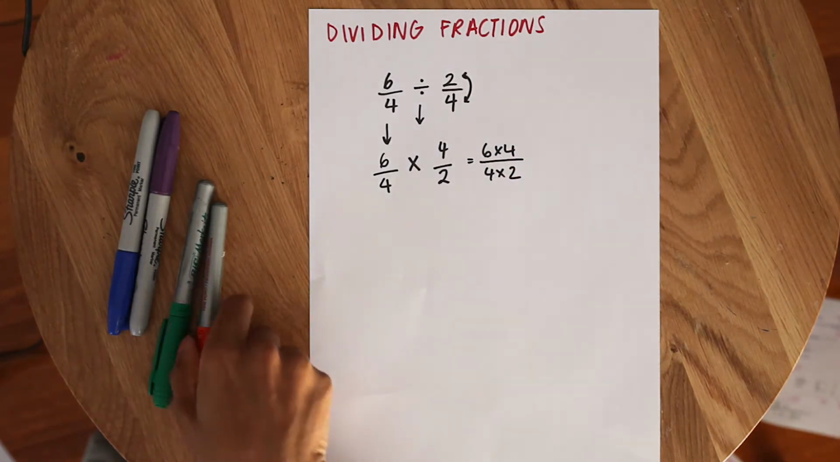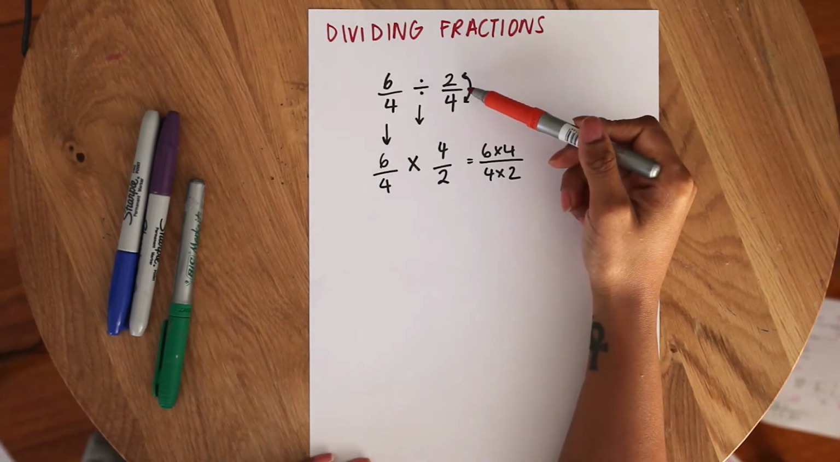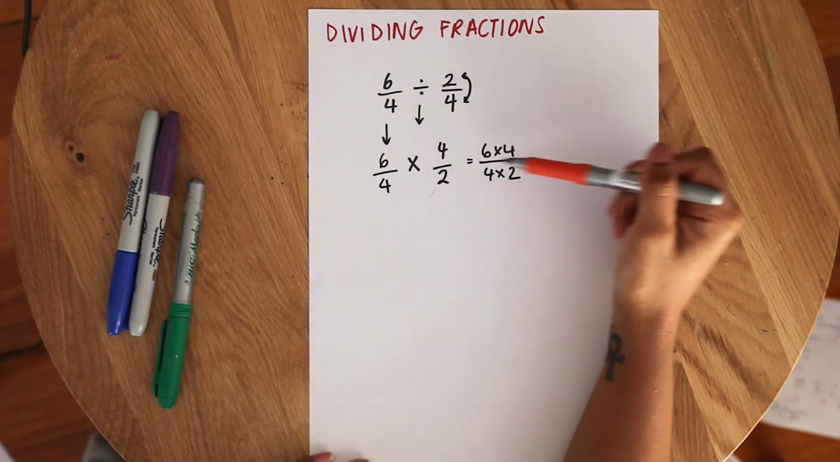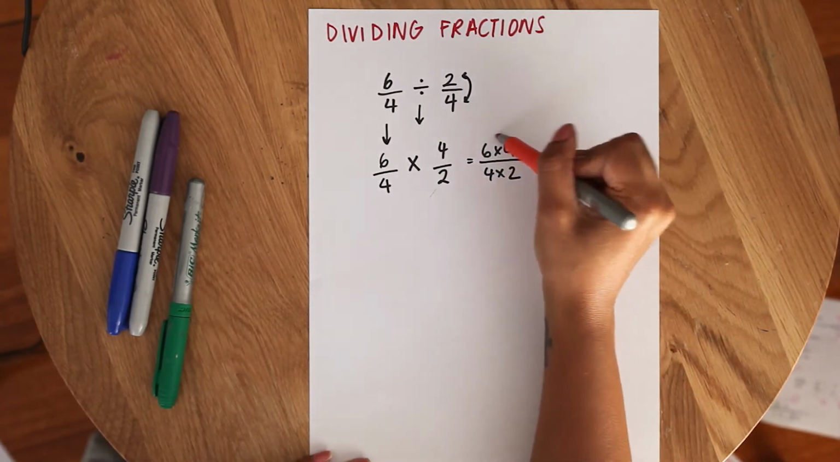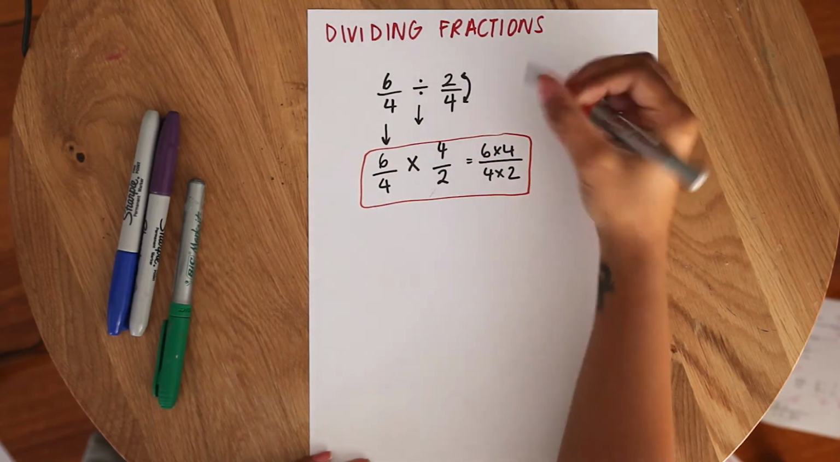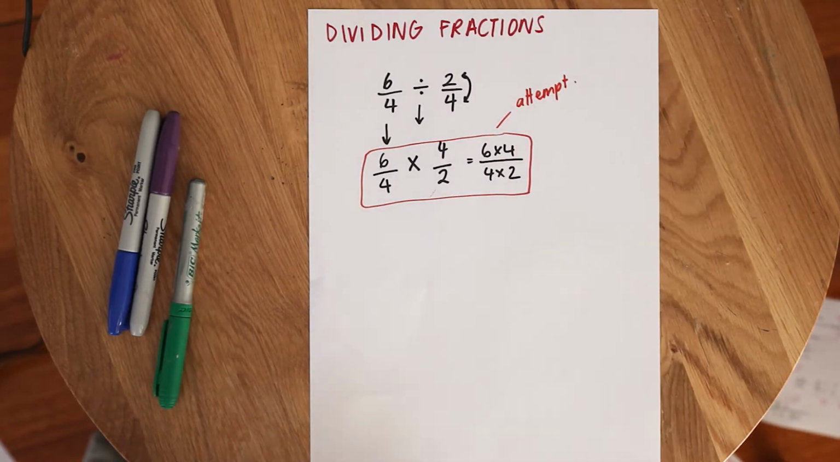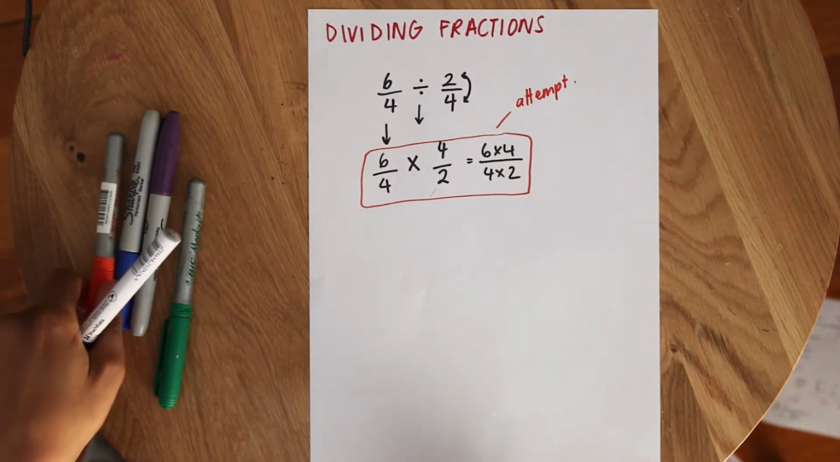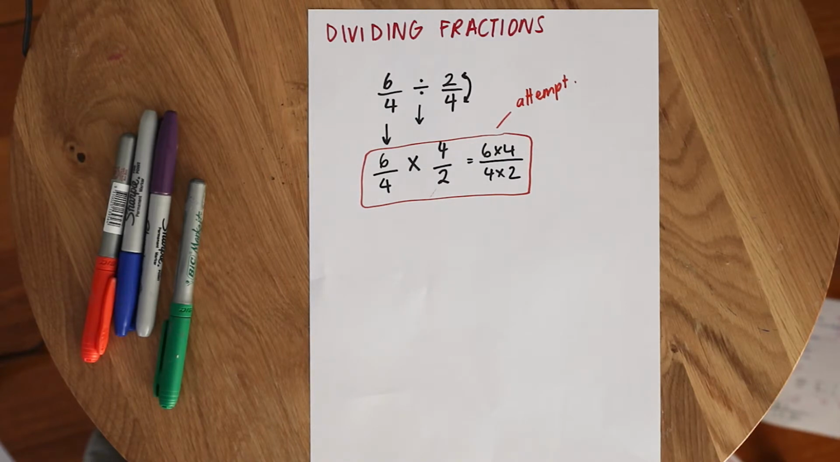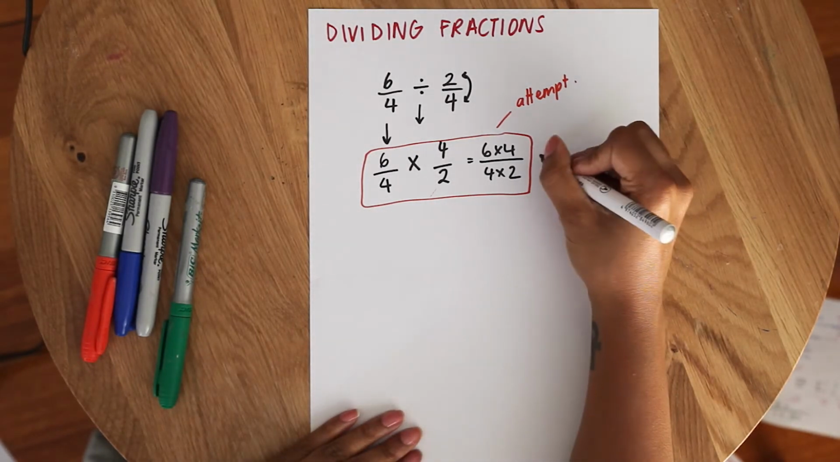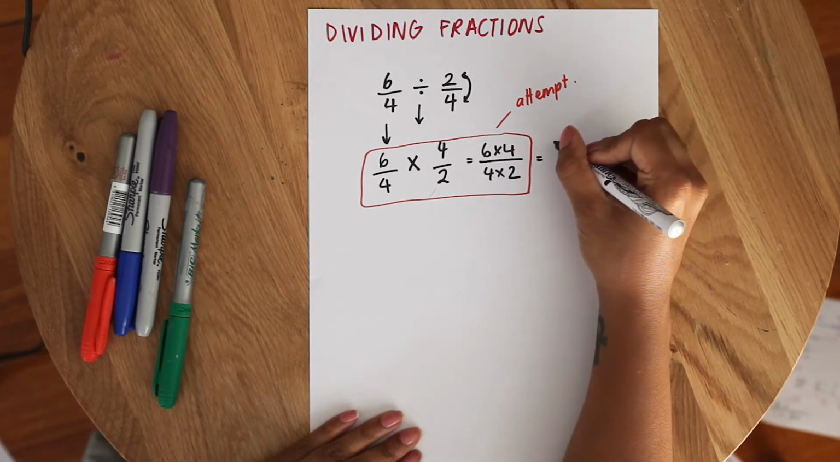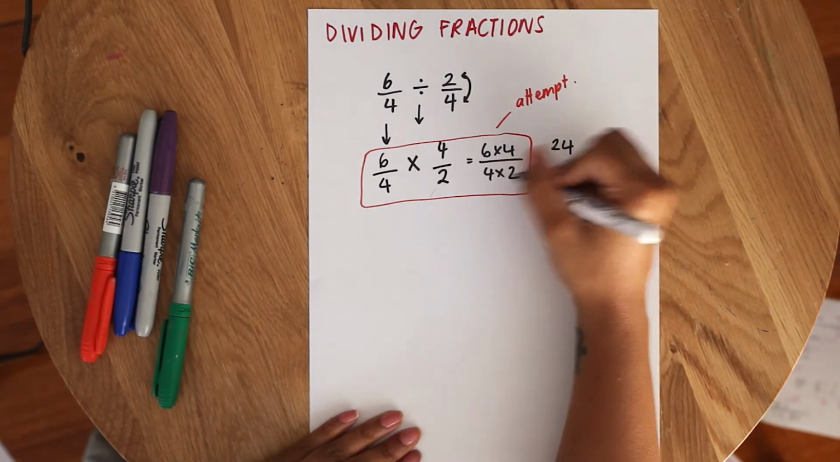So with this sum, what I'm looking for is that you're able to write down the first step correctly, but also write this down. So this entire step here is your attempt. This allows me to realize that you actually know what the step is. You might not know your times tables, which is fine, but again, it just shows me that you actually know what the actual process of dividing fractions is, and that's the purpose of doing this sum. So let's go from here. So 6 times 4, which we know from the other sum, is 24. 4 times 2 is 8.